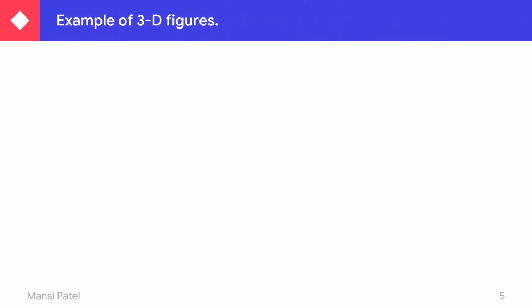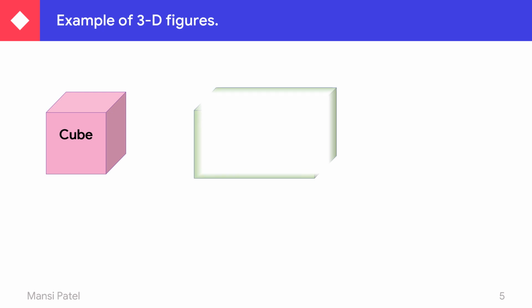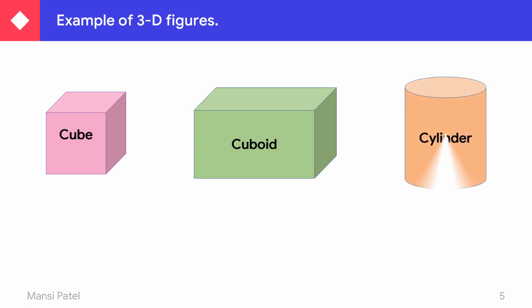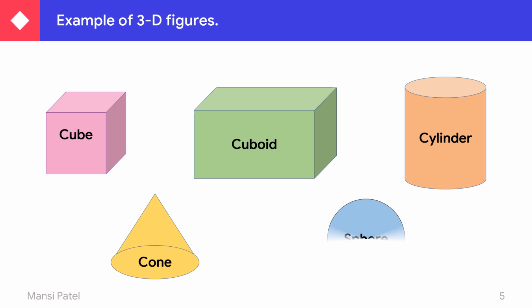Let us see the examples of 3D figures. See here. First, cube. A cube has three dimensions: length, breadth, and also height. Then cuboid, cone, cylinder, and sphere. These all are examples of 3D figures.